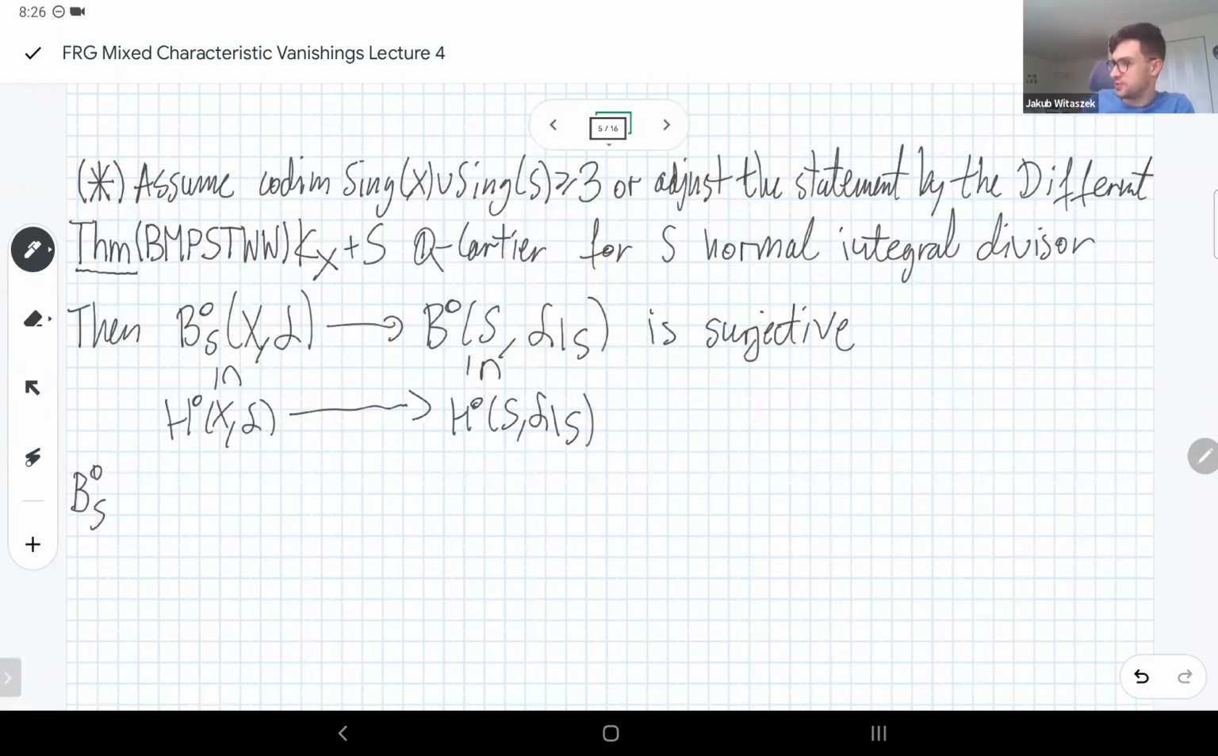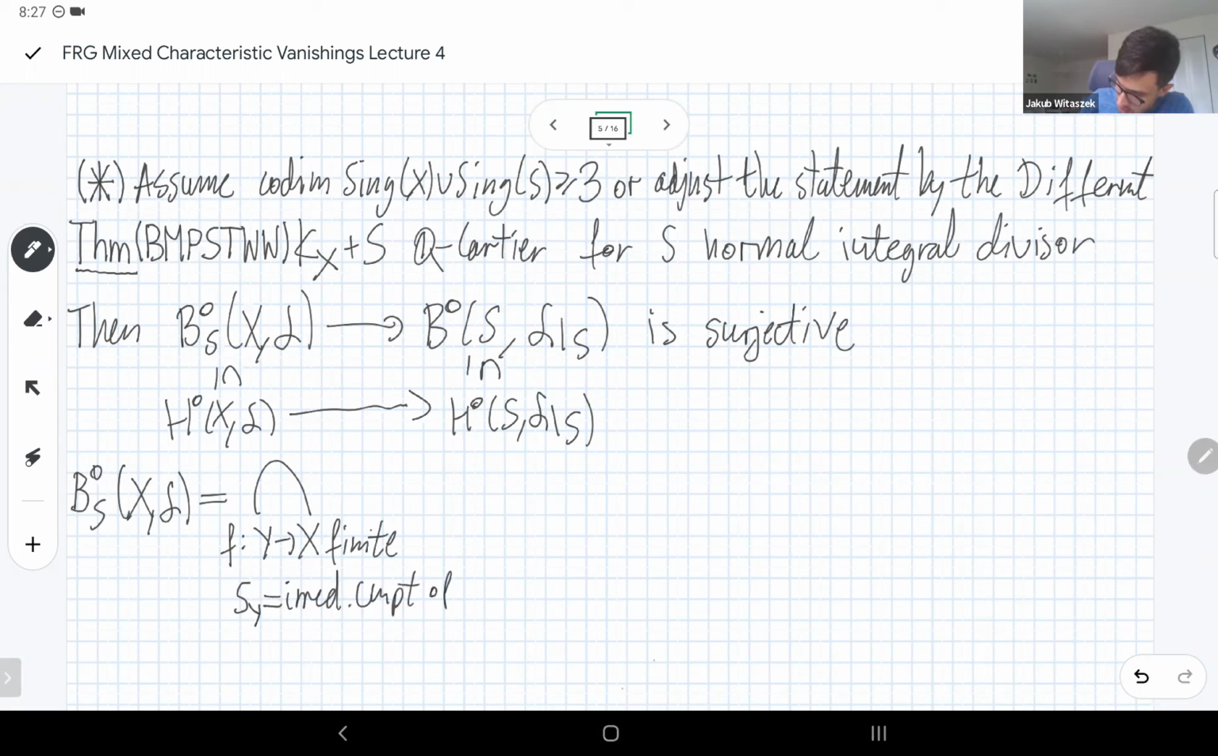Okay, so let me define this B0S, and that should be thought of as an adjoint version of B0. So B0S(X, L) is equal to the intersection over all finite maps f: Y to X. Now, I'm going to also pick S_Y, which is going to be an irreducible component of the pullback of S. So a pullback of S under a finite map might split, and I'm picking an irreducible component. And I'm going to do it in a compatible way, so that they are compatibly chosen for different finite covers. I can always do that, but let me not delve into the details.